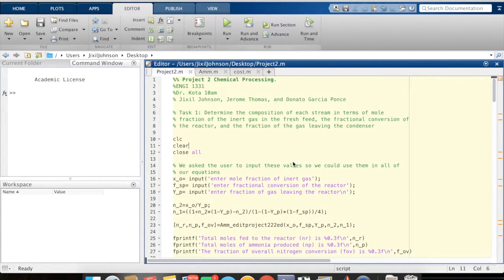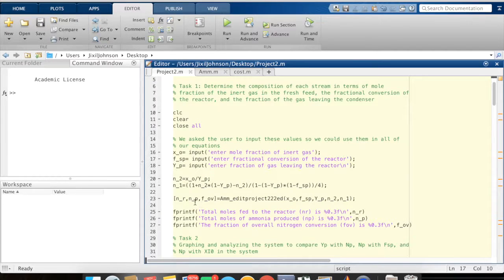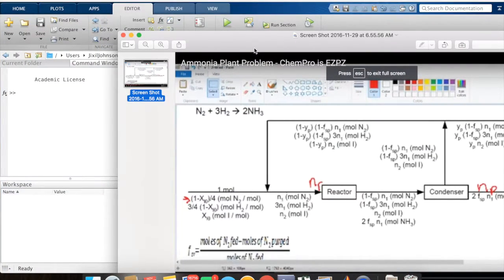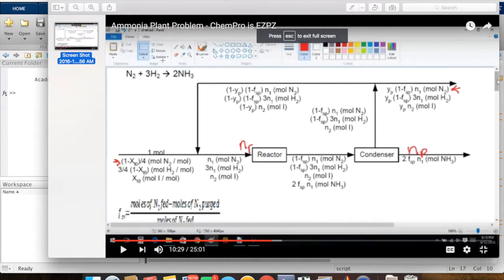According to task 1, we were asked to determine the composition of each stream in terms of the mole fraction of the inert gas in the fresh feed, which is X naught, the fractional conversion of the reactor, which is FSP, and the fraction of gas leaving the reactor, which is YP. These were all given in the chart. Then we found NR, NP, and FOV, which are the total moles fed into the reactor, the moles of ammonia produced, and the fraction of overall nitrogen conversion, with the basis that input equals output.